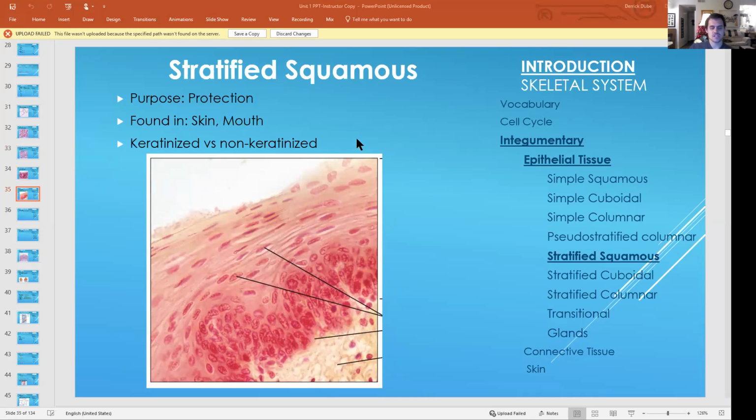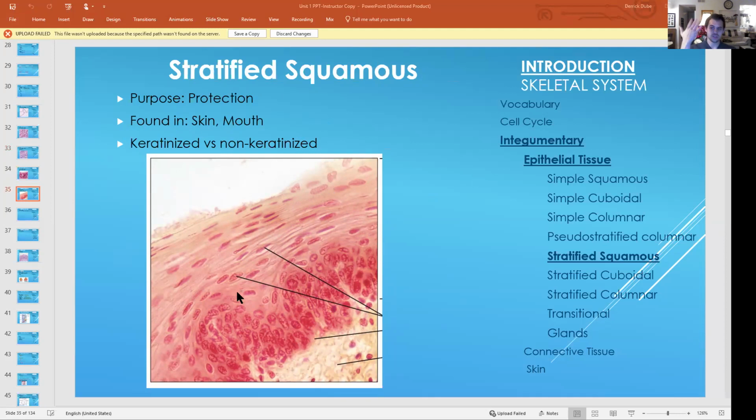Keratinized versus non-keratinized. Keratinized means there's keratin, all right, which is kind of a hardening substance. And the reason that you've got this stratified squamous, all these layers, means that if there's any kind of abrasion in the intestines or on the skin, you can slough off a couple layers and then you've got tons more that can grow back.